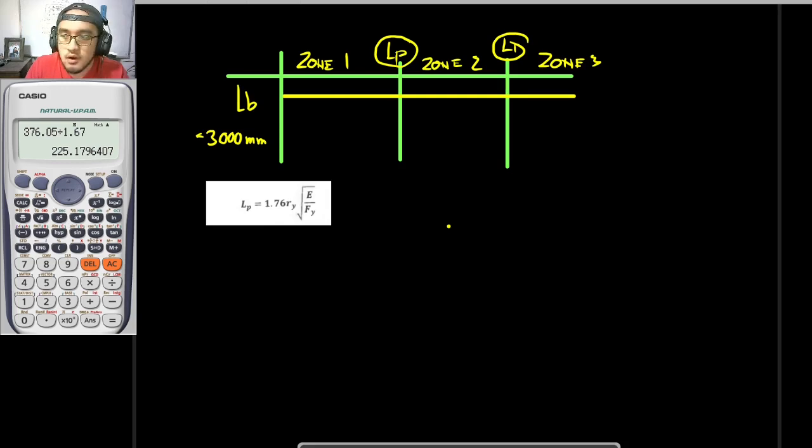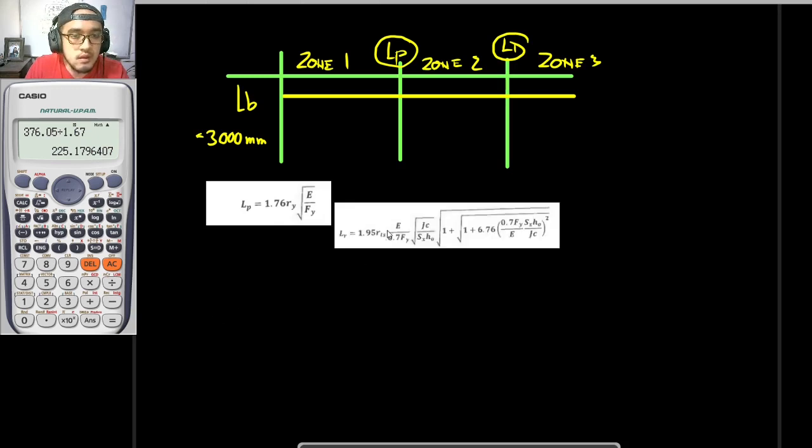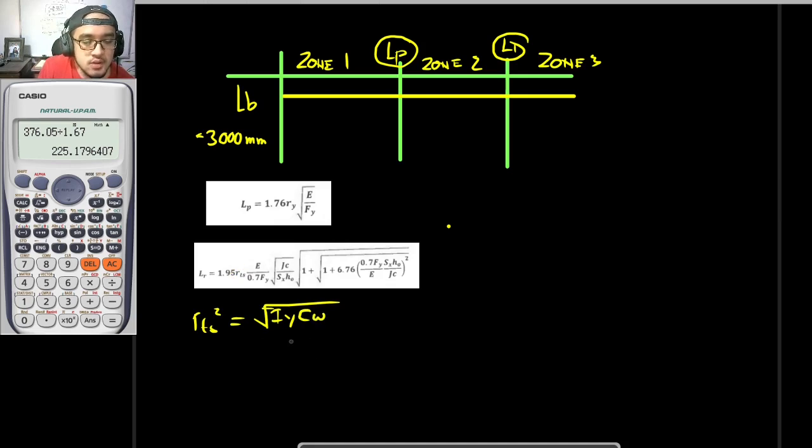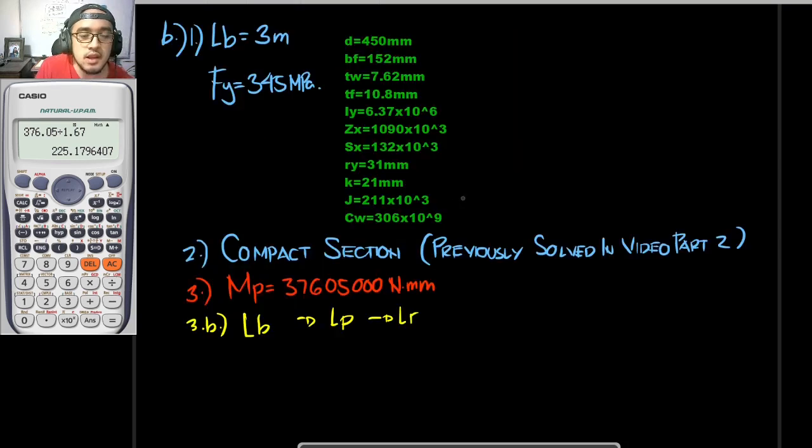For the value of your LR, it would be this equation right here. And for us to solve for your RTS, RTS squared is the moment of inertia about the y-axis times your warping coefficient, CW, which you can get both in the AISC database, divided by the elastic section modulus. So that is for RTS. And as for J, we have already identified our torsional moment of inertia.